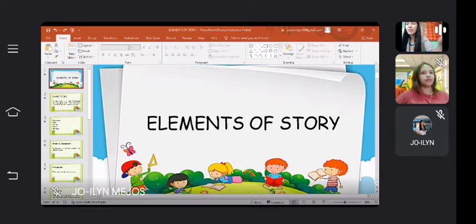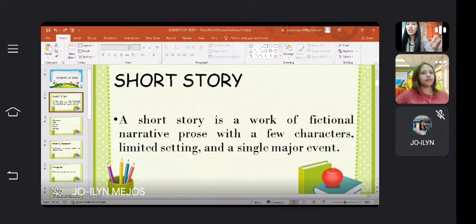Alright, so our topic for today is about the elements of story. So, first, let's define a short story. May I call on Stephanie to please read the definition on the screen?